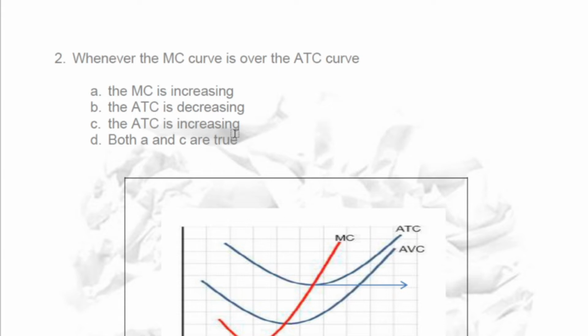The average total cost is decreasing? From here to the right, the average total cost is not decreasing, it's increasing. So C is also true. Yeah, the average total cost is increasing from here to the right. So both A and C are true, then we mark B.